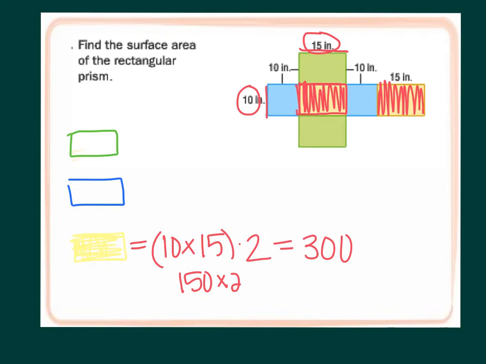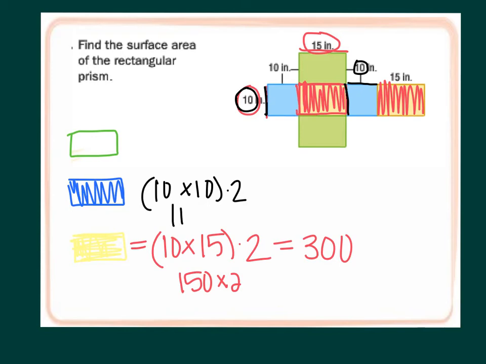Okay, let's do the blue one. So we're going to do our blue one next, and I'll do that in black. So I need to know this, and that's telling me it's 10, and this one is the same thing as over here, which is 10. So I'm doing 10 times 10 2 times. I know 10 times 10 is 100, times 2 equals 200. Okay, so I've done the blue ones are 200 here and 200 here.